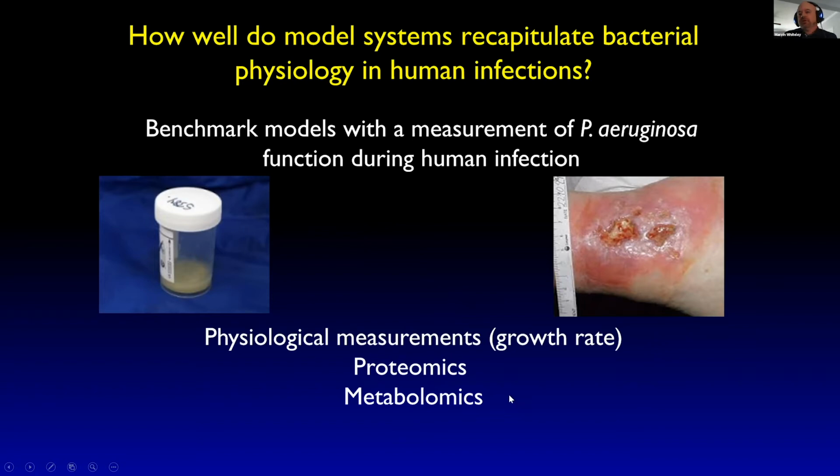Metabolomics is another approach I don't think is very valuable. We can talk about that later. And the one that we actually settled on was transcriptomics. So actually going into these human samples that have Pseudomonas, extracting RNA, and then looking at the gene expression.